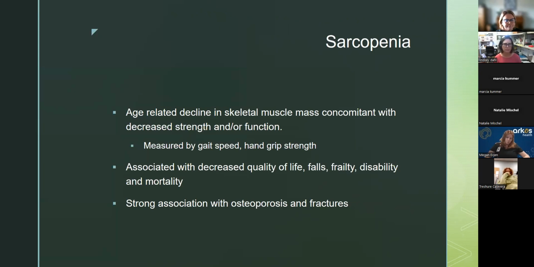Kind of switching gears a little bit, sarcopenia, right, which is a fancy term for muscle weakness or decreased power. It's age-related decline in skeletal muscle mass concomitant with decreased strength and/or function. You can measure it by gait speed, by hand grip strength, by squat strength, all those kinds of things. Sarcopenia is associated with decreased quality of life, falls, frailty, disability, and mortality. Like frailty, it also has a very strong association with osteoporosis and fractures. So if you have two people with the same bone density in the osteoporotic range, the weak person is much more likely to fracture than the strong person who's doing weight building, right?